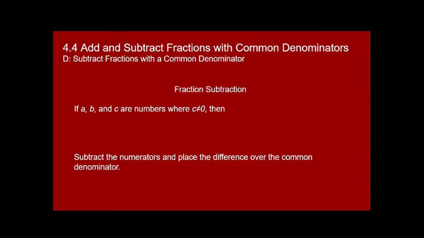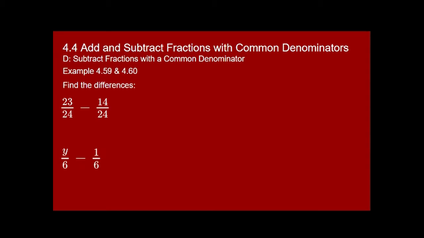Let's do some examples. Find the difference, 23/24 minus 14/24. We're going to rewrite this by subtracting the numerators, 23 minus 14, and writing that over the common denominator. They both have 24, so we put 24 here. Now we can simplify the top. 23 minus 14 is 9. And then we leave the denominator, 9 over 24. This is an answer, but it is not the final answer because this can be reduced.